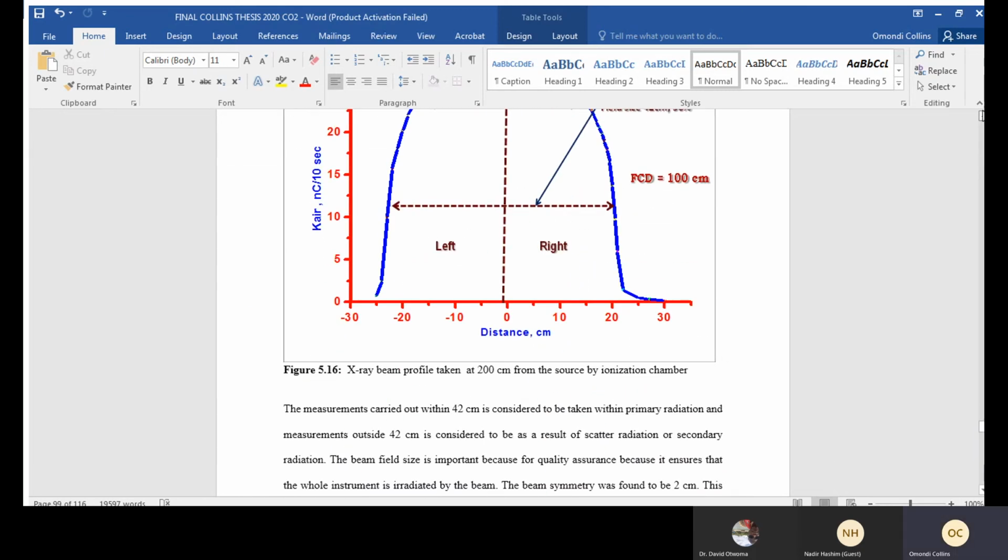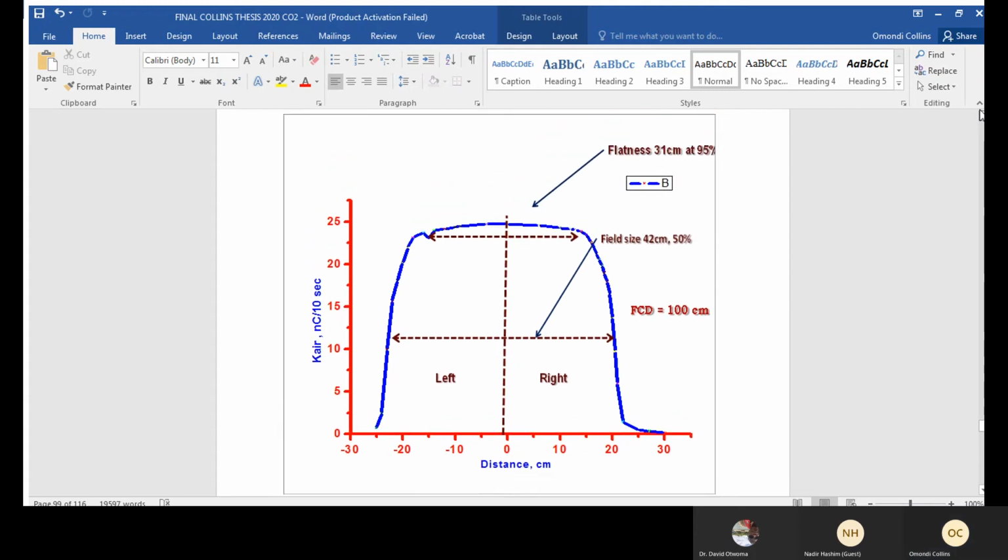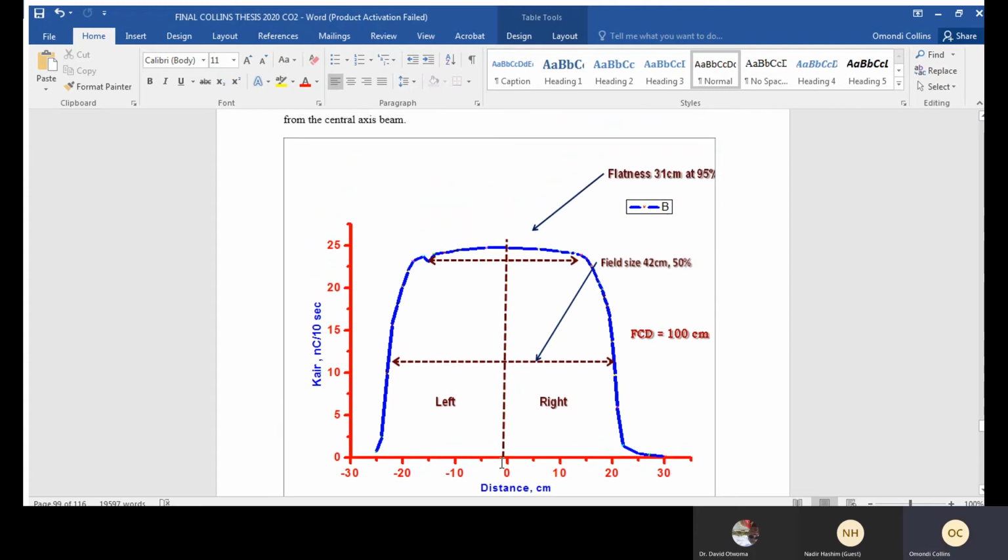So these are the readings of the profile from 0 to 30 across the right hand side, then 0 to 30 distance in centimeters on the left hand side. Then this was the charge in nanocoulombs in 10 seconds. Then this was the final profile.